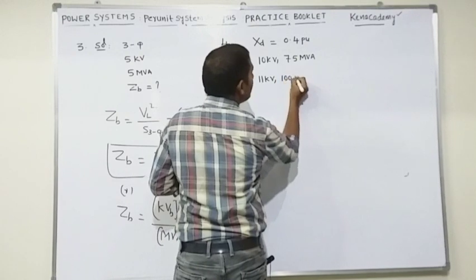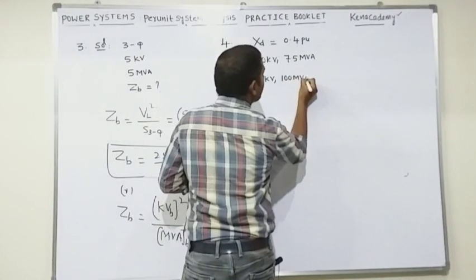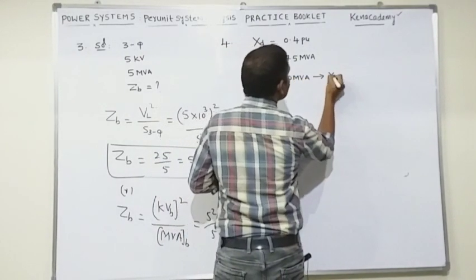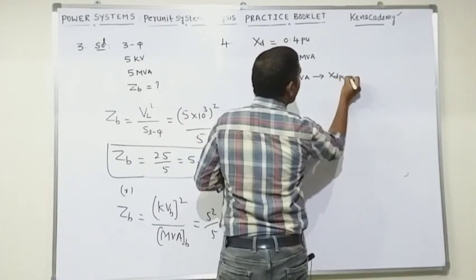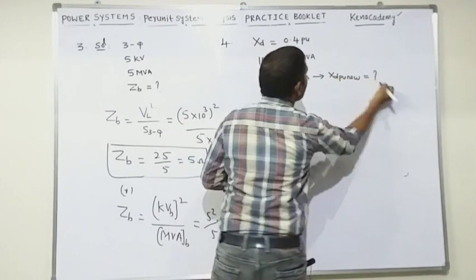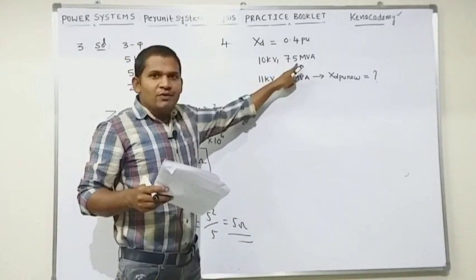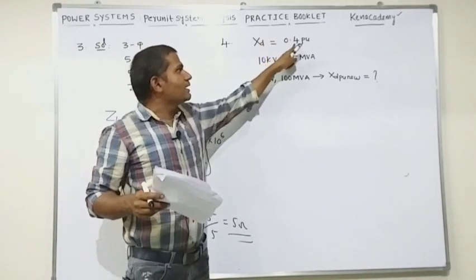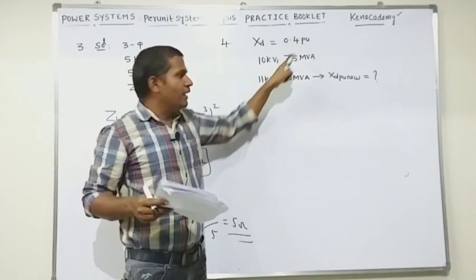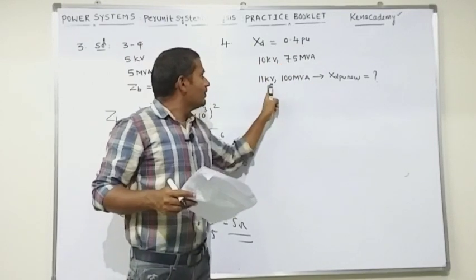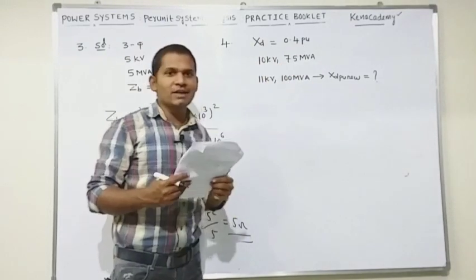For 11 kV 100 MVA, then what is the XD per unit new? XD per unit new that you want to calculate. On the base of 10 kV and 75 MVA, the per unit reactance is 0.4 per unit. For a new base 11 kV and 100 MVA, what is the XD per unit?